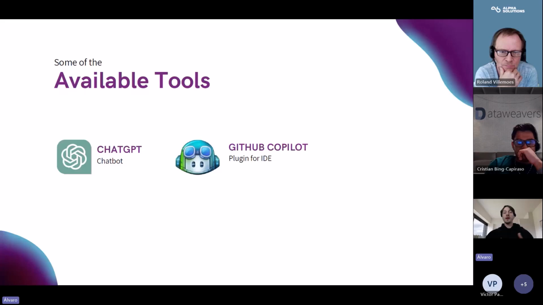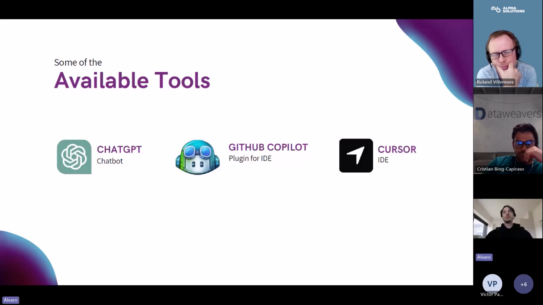Second, GitHub Copilot. GitHub Copilot was created in partnership between Microsoft and GitHub, and they created a plugin for IDEs. This means that if you are working with Visual Code or Visual Studio, you are able to install this plugin as an extension, and you are able to use the features of this AI tool.